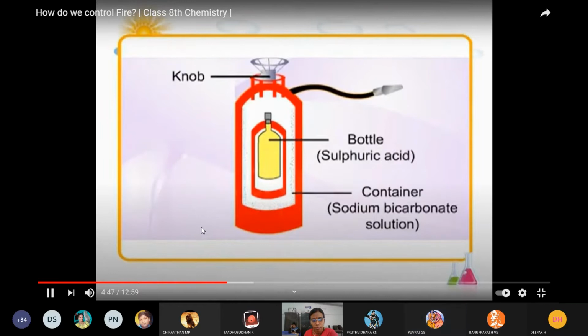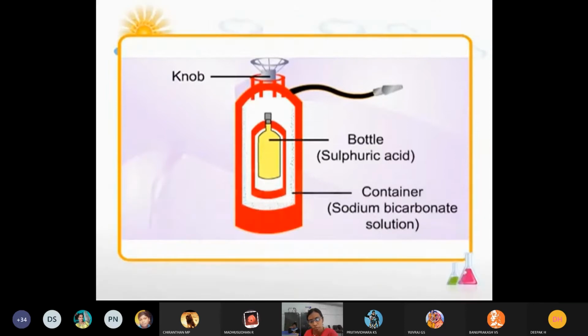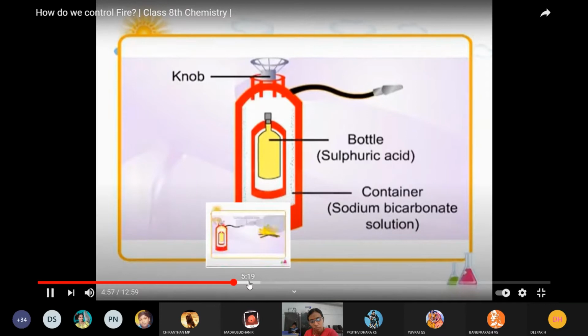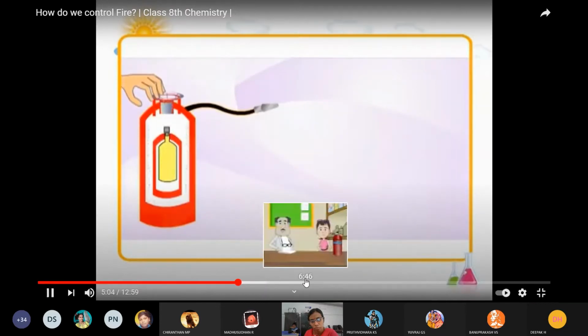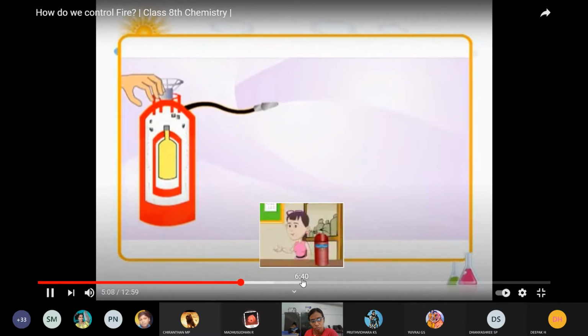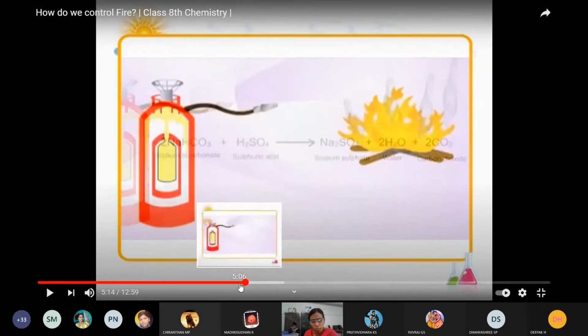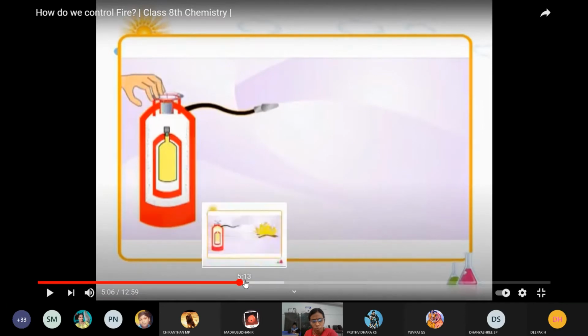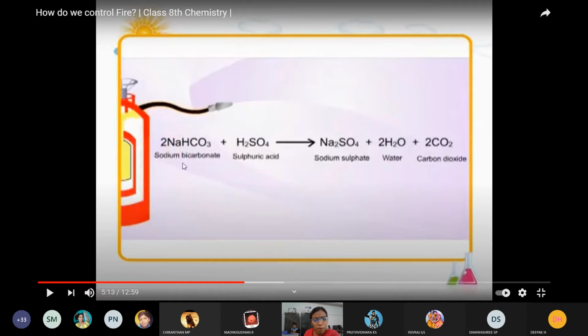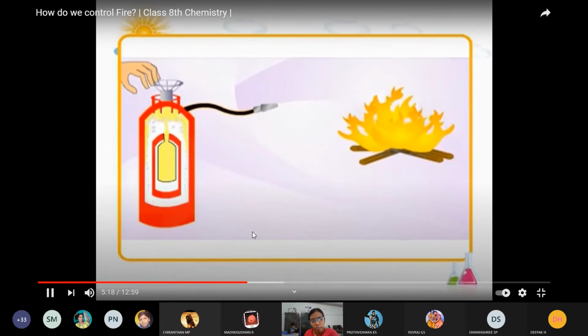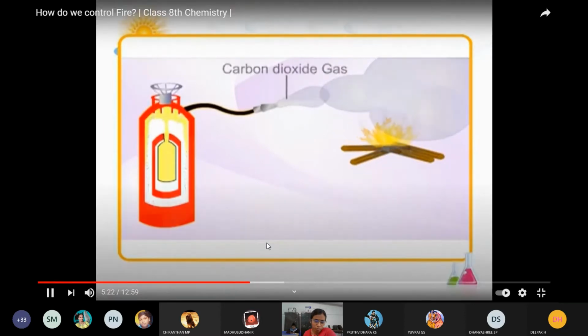The soda acid type fire extinguisher is made up of three parts: container, bottle, and knob. The container has sodium bicarbonate solution and the bottle sulfuric acid. When the knob is struck, the bottle breaks and the sulfuric acid reacts with the sodium bicarbonate to liberate carbon dioxide gas. Here you can see sodium bicarbonate with sulfuric acid forms sodium sulfate, water, and carbon dioxide. This carbon dioxide covers the fire like a blanket, cuts the supply of oxygen, and puts off the fire.